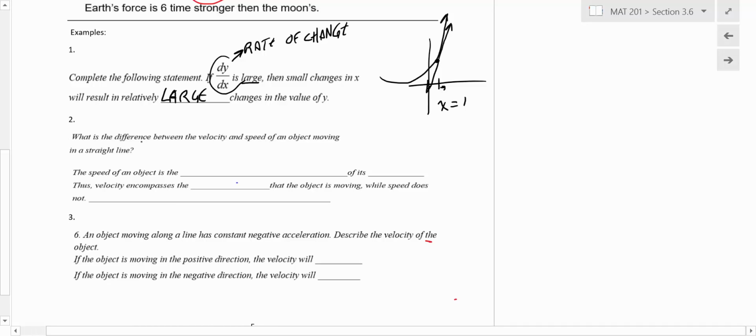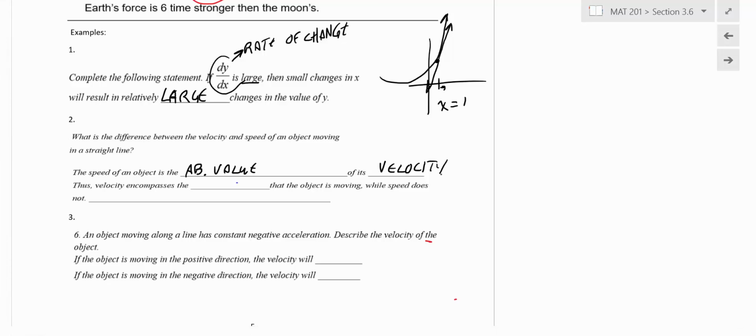So let's make sure we know this. What's the difference between velocity and speed? What did I say speed was in relation to velocity? Absolute value, right. Speed's always positive. So the speed of an object is the absolute value of its velocity. You want to be sure you know that. So like on the problem we did before, when we had the velocity being negative 93, the speed would be positive 93. And then the velocity encompasses the direction that the object is moving, while the speed does not. That's the idea there.